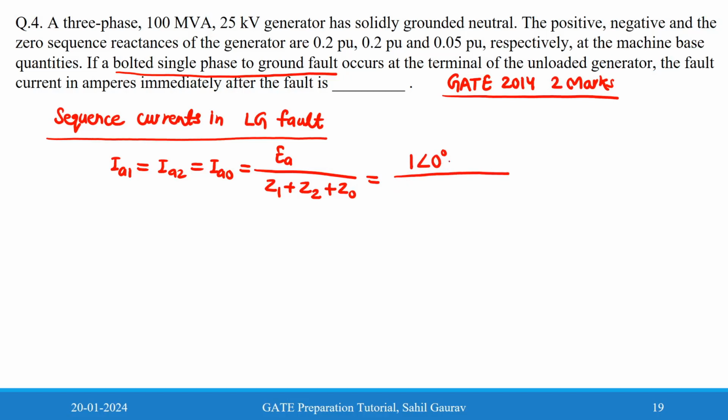Reactances are J0.02 plus J0.02 plus J0.05. So it will be 1 at the angle of 0 degree divided by J0.45. So this will be minus J2.22 per unit.